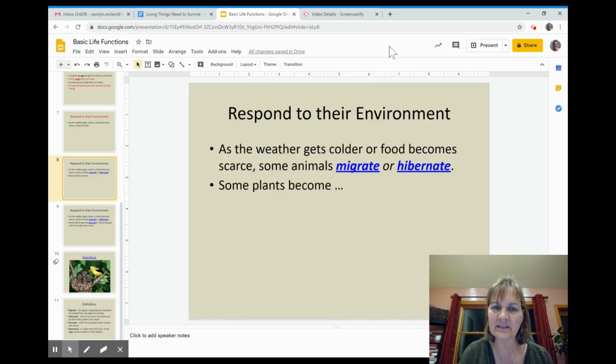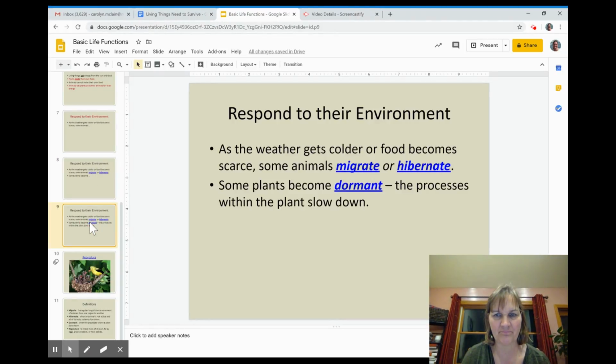And you'll notice that I now say some plants. Some plants, however, plants, have you seen a plant get up and move to another location? They can't migrate. And plants, do they look like they're going to sleep? Might be surprised. They kind of do, but we use the word dormant. Okay? It's when the processes within the plant slow down.